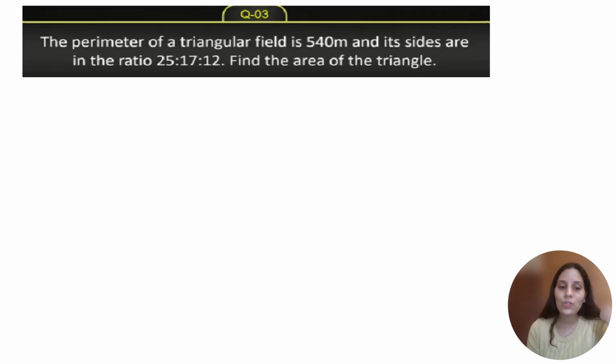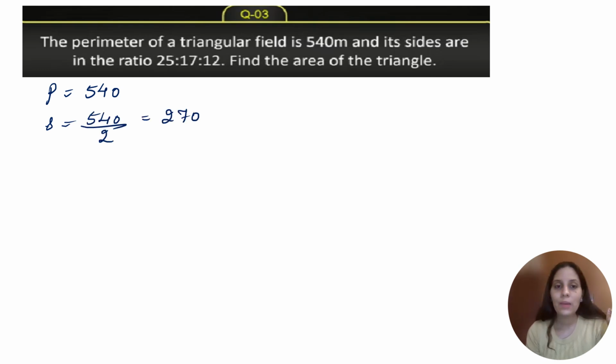Now moving on to the next one. The perimeter of a triangular field is 540. Now perimeter is given to us. So perimeter is 540. From this we can find the semi-perimeter, that is half of the perimeter, which will give us 270 meters. And its sides are in the ratio 25 is to 17 is to 12.